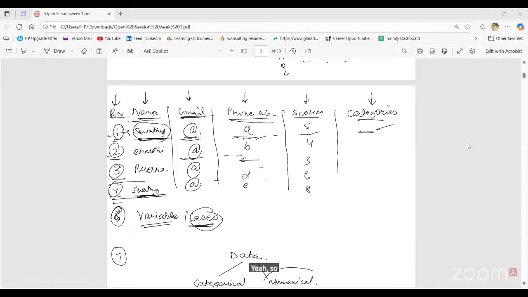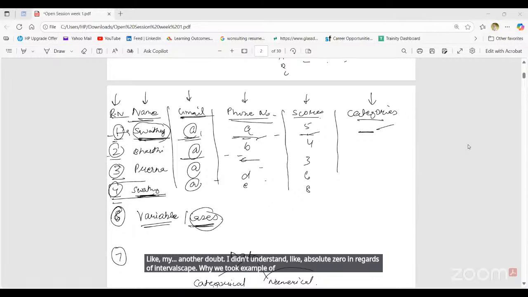My other doubt: I didn't understand absolute zero in regard to the interval scale. Why did we take the example of 0 degrees Celsius, and what were we supposed to infer from it?